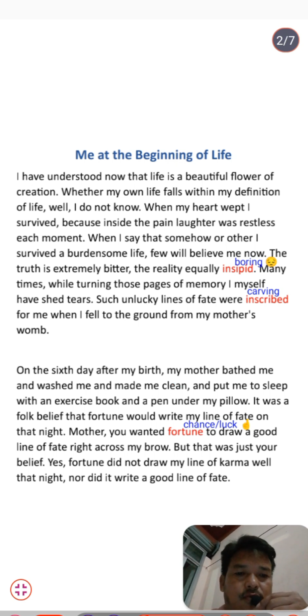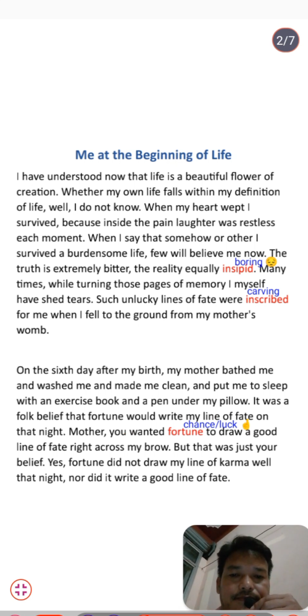Then my mom washed and made me clean and put me to bed with an activity book and a pen under my pillow or bed. It was a folk belief that fortune would write any lines of fate on that night, a society belief, or a society conviction that luck would write or compose my line of destiny on that evening. This is what was believed by the society on that night.